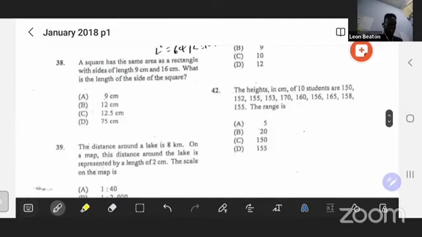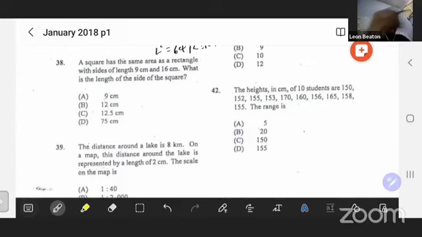So number 38 says, a square has the same area as a rectangle with sides of length 9 cm and 16 cm. What is the length of the side of the square? What is the length of the side?